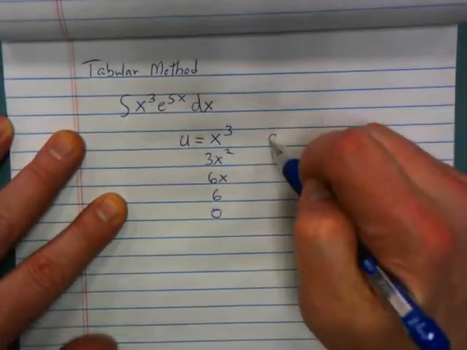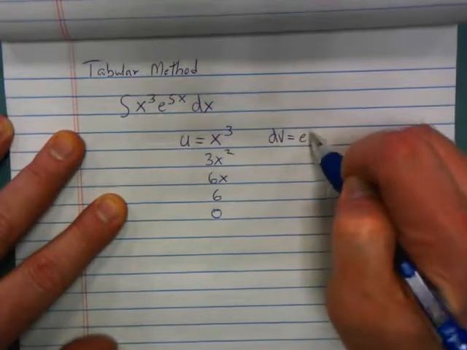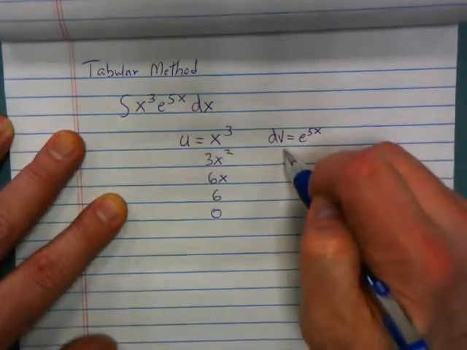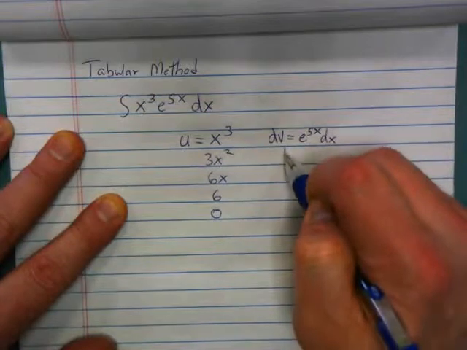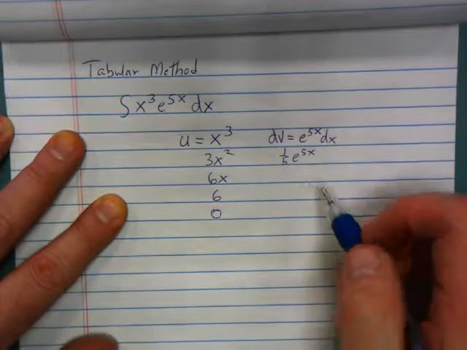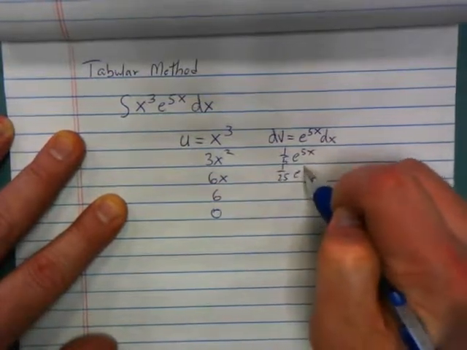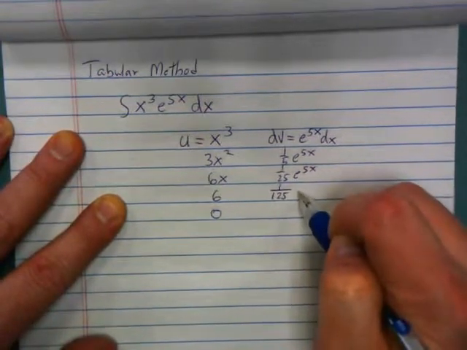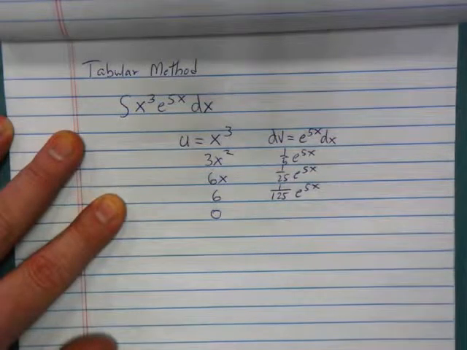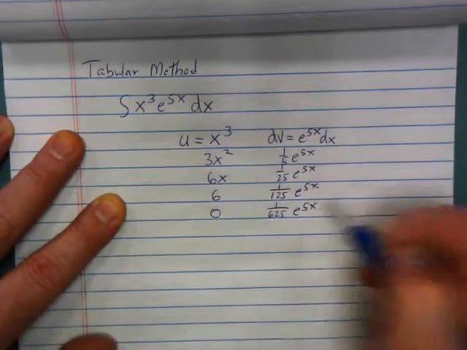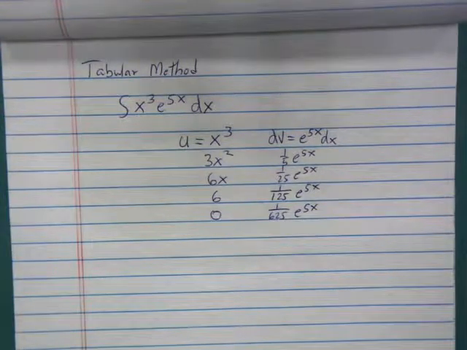Okay. Over here you write your dv. dv is e to the 5x. You integrate. What's the integral of e to the 5x? 1/5 e to the 5x. You integrate again. 1/25 e to the 5x. You integrate again. 1 over 125 e to the 5x. And you integrate one more time. 1 over 625 e to the 5x. And how do you know to stop there? Because that's where the other one stopped. You stop at the same place.